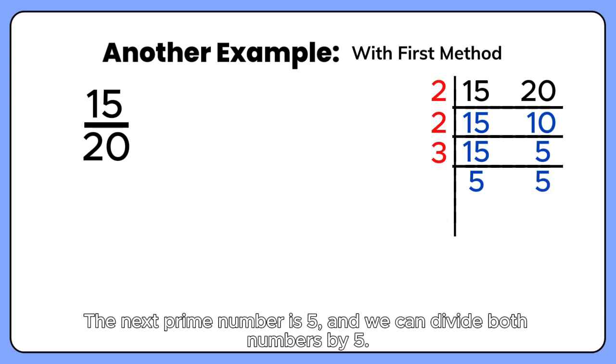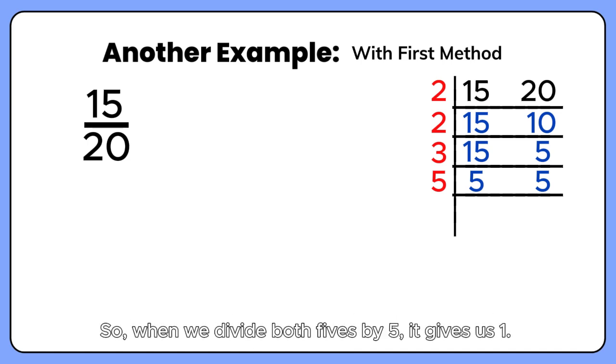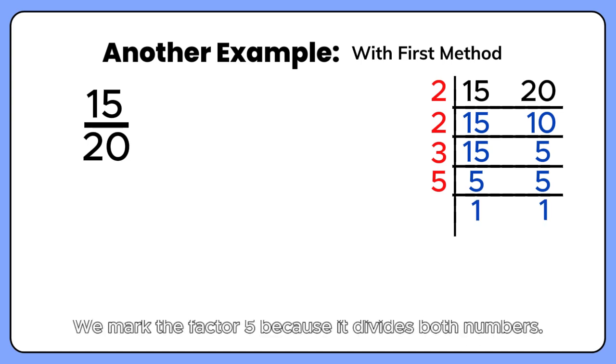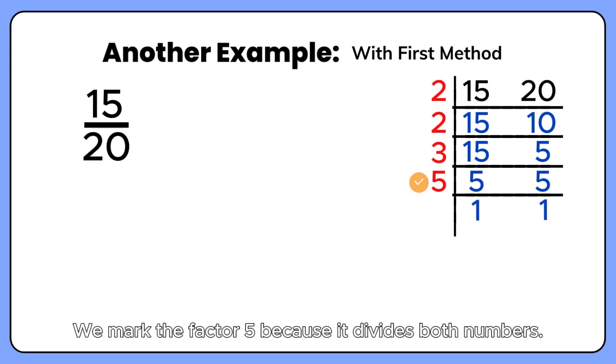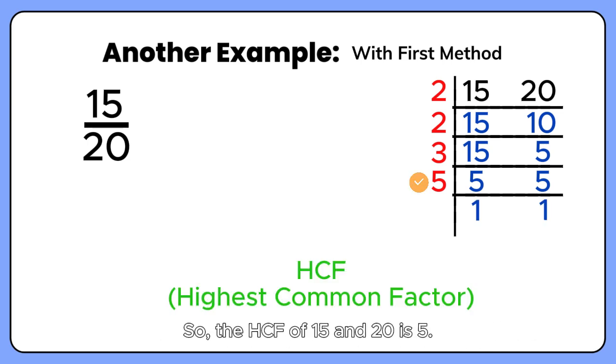The next prime number is 5, and we can divide both numbers by 5. So when we divide both 5s by 5, it gives us 1. We mark the factor 5 because it divides both numbers. So the HCF of 15 and 20 is 5.